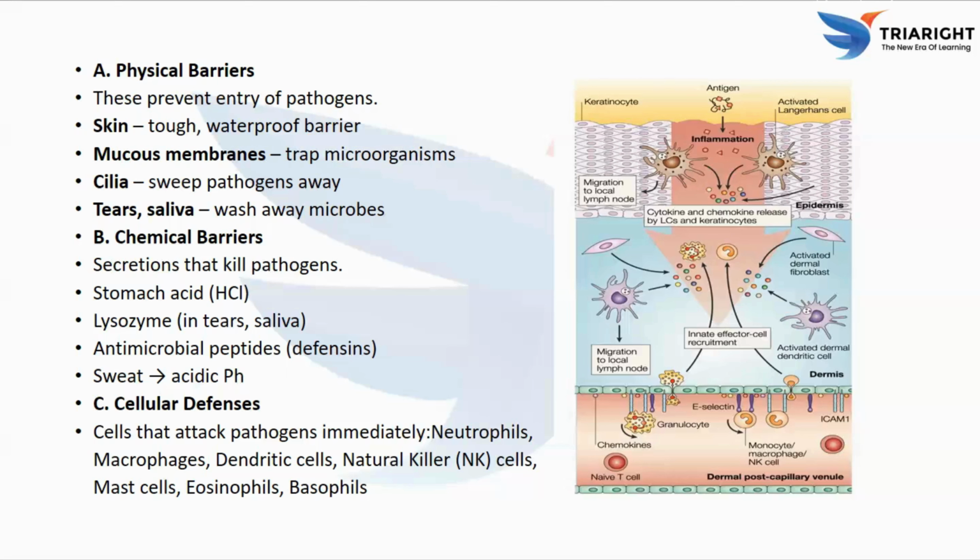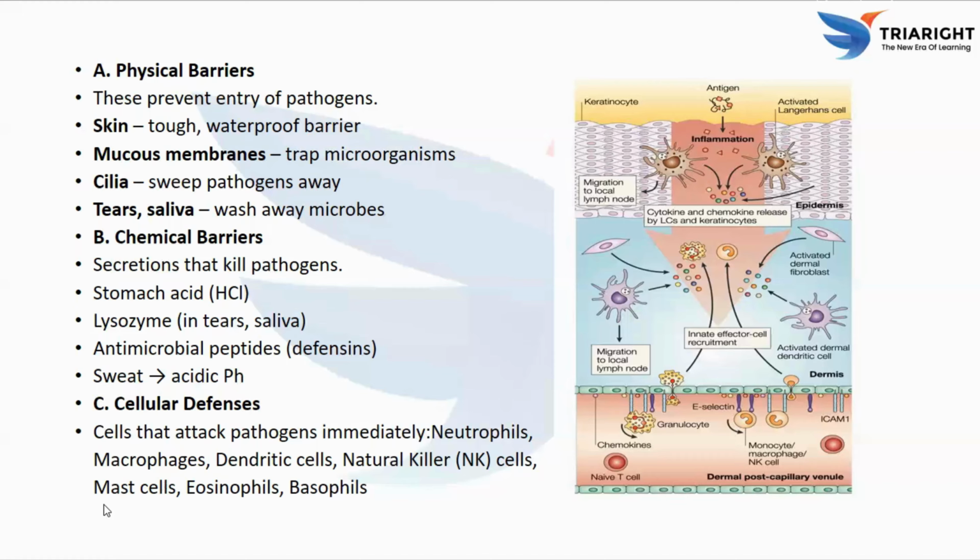And the third one is cellular defenses. These are cells that immediately attack the invaders. So what are the main innate immune cells? Neutrophils are the first responders which kill bacteria by phagocytosis. Next is macrophages. These are large phagocytes which engulf pathogens plus dead cells. And dendritic cells capture antigens and activate the adaptive immune system. And natural killer cells destroy virus-infected and cancer cells.